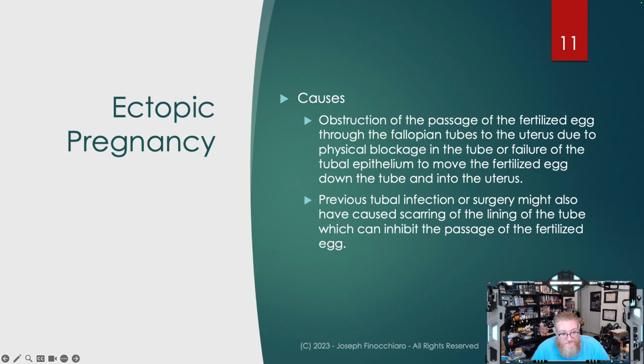What are some causes of ectopic pregnancy? Obstruction of the passage of the fertilized egg through the fallopian tubes to the uterus due to physical blockage in the tube, or failure of the tubal epithelium to move the fertilized egg down the tube and into the uterus. Previous tubal infection or surgery might also have caused scarring of the lining of the tube, which can inhibit the passage of the fertilized egg.